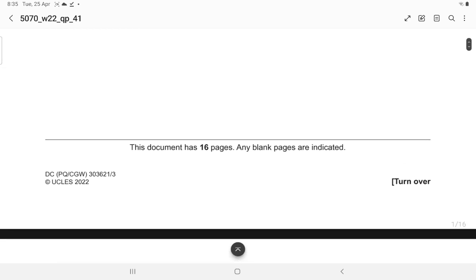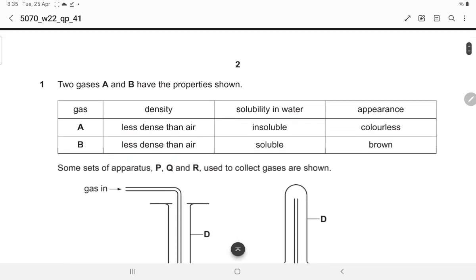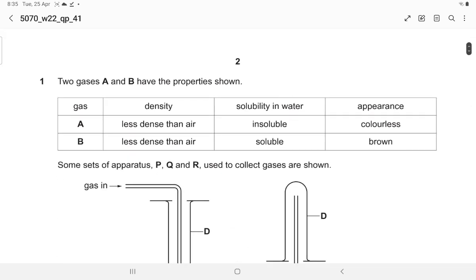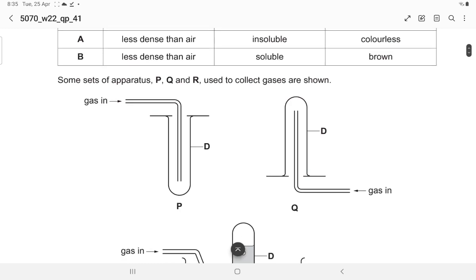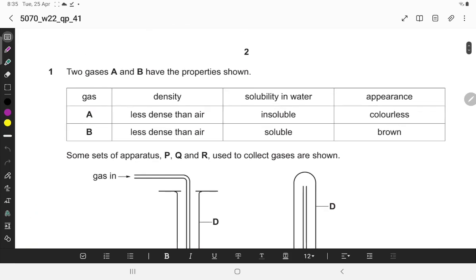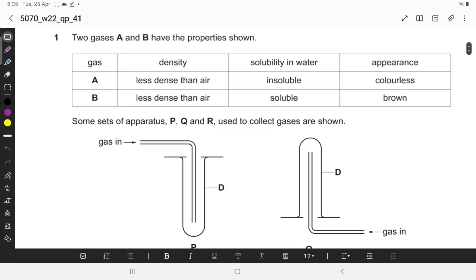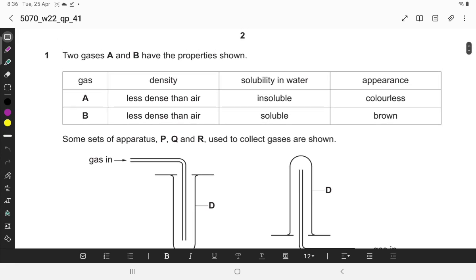Today I will discuss the October-November ATP paper 2022. This is a 4-1 paper, and you know that in 2023 the ATP paper 4 pattern is going to change. So in this paper I will discuss some selective questions which can be assessed in 2023 according to the new pattern.